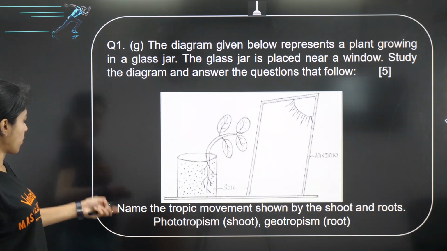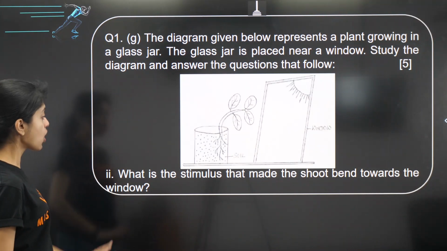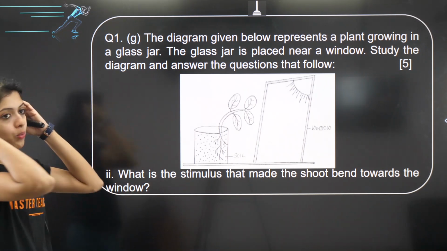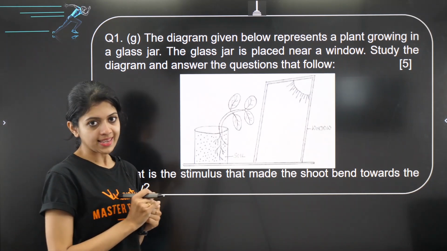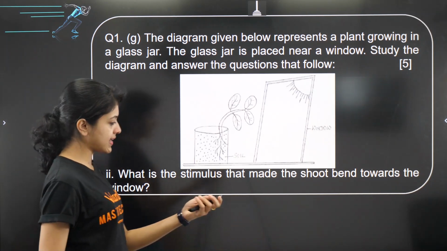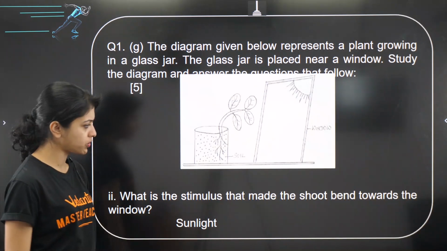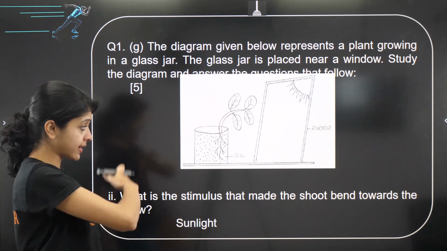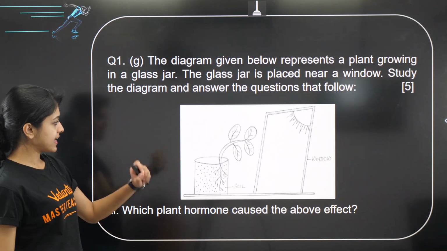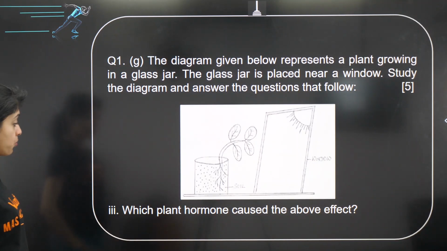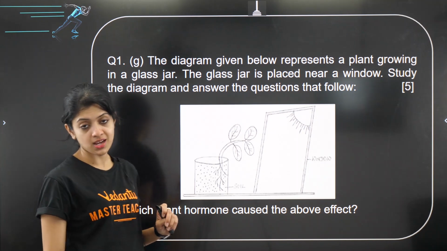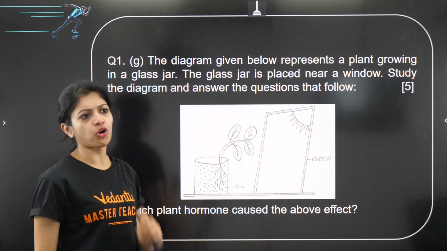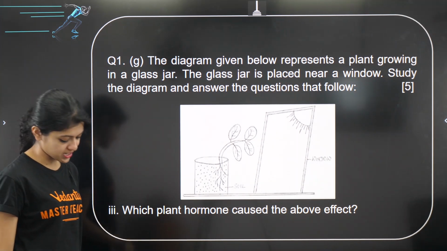Okay, now going ahead, question number 2 based on the same image. What is the stimulus that made the shoot bend towards the window? Okay, yes guys, what is the stimulus? Undoubtedly it is sunlight, or even if you just wrote light, that's also fine. Okay, sunlight is the stimulus that made the shoot bend towards the window. Yes, now question number 3. Which plant hormone caused the above effect? What is the above effect? Movement in response to sunlight. Which hormone, which plant hormone do you think caused this?